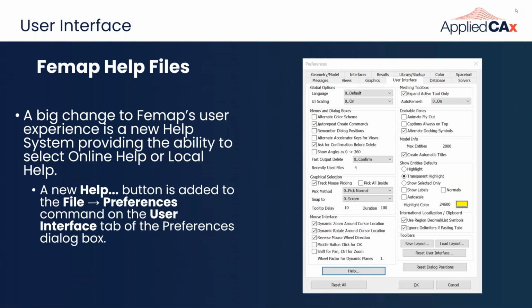And if you're old school like me and like to have some PDF files, in your install directory with Femap, under the help, there are the PDF files there. So you now have 3 different options for the way that you can access the help files.